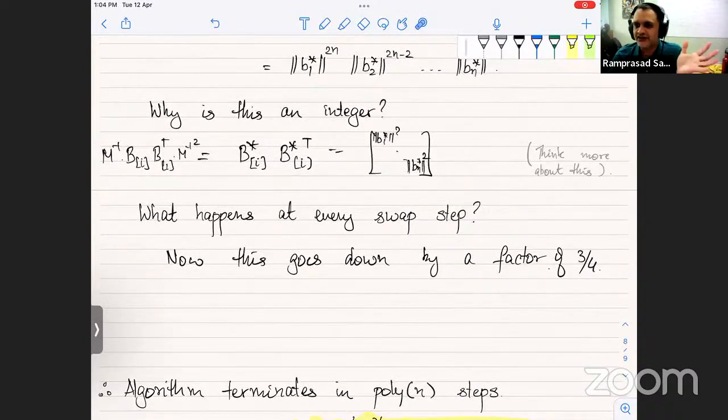This basically tells you that the algorithm terminates in polynomially many steps, because your potential function was something like 2 to the power order Cn to begin with, and every swap reduces it by a factor of 3/4. So it can at most reduce logarithmically in the initial value. So it stops in polynomially many steps.